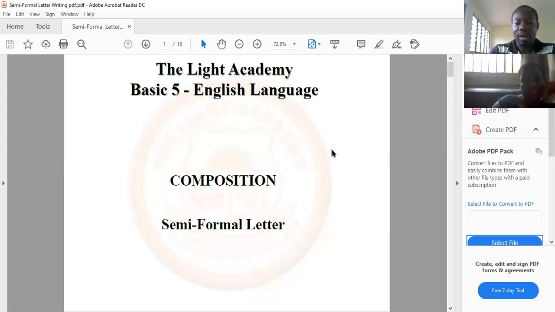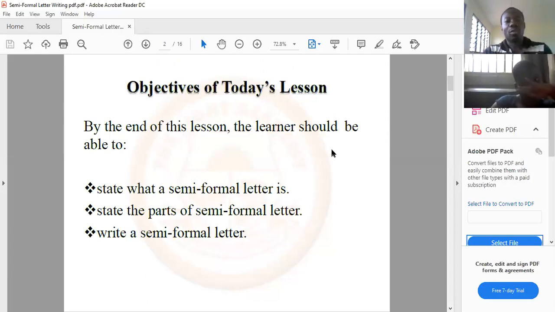Okay. So what are the objectives for today? When we talk about objectives, it is what I want all of you to achieve by the end of the lesson. So by the time we are done with the lesson, I want all of you to state what a semi-formal letter is. So when I ask you to tell me what a semi-formal letter is, you should be able to do that.